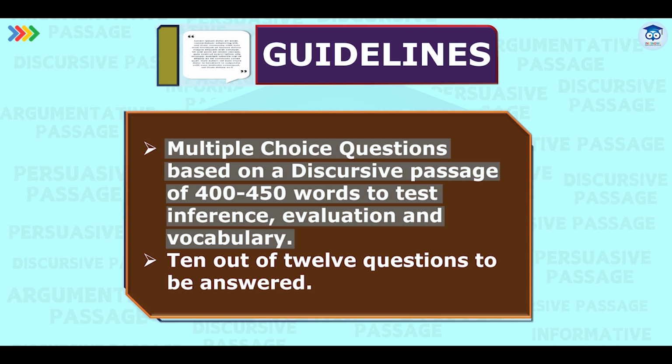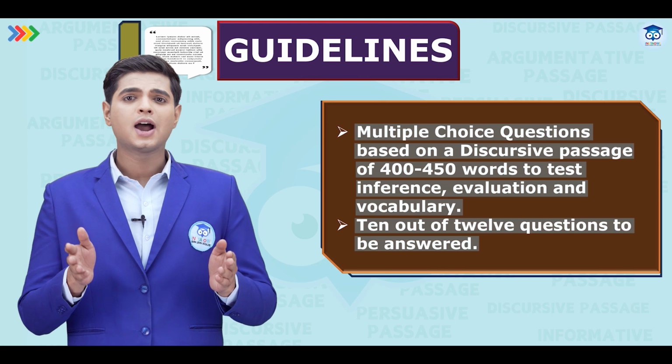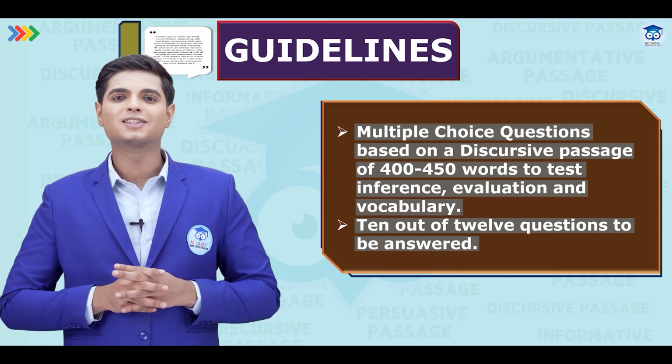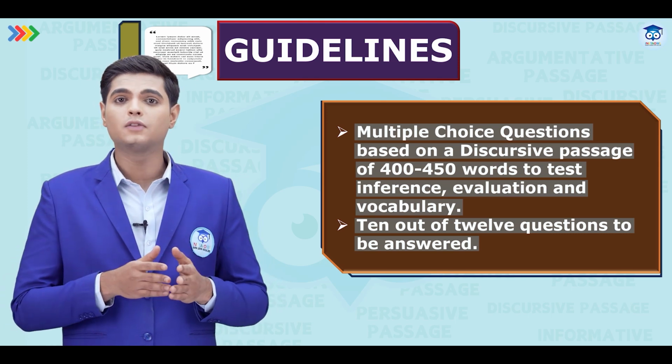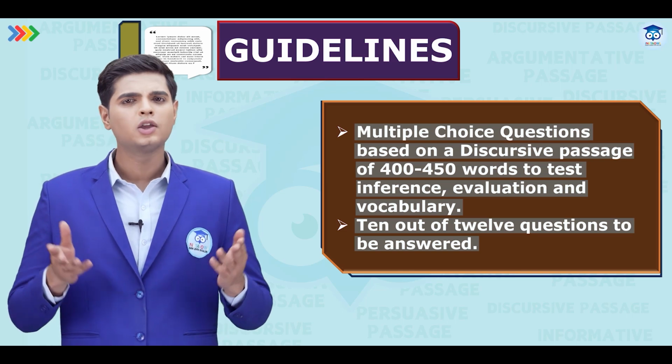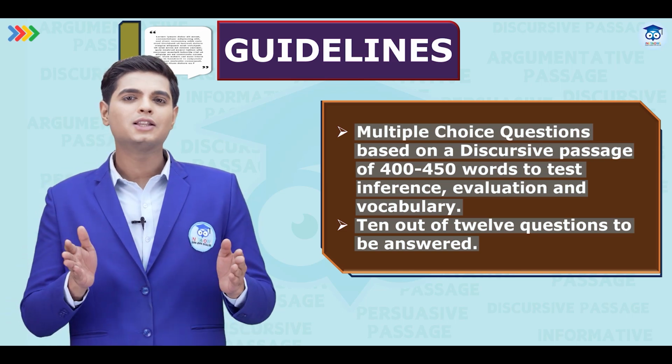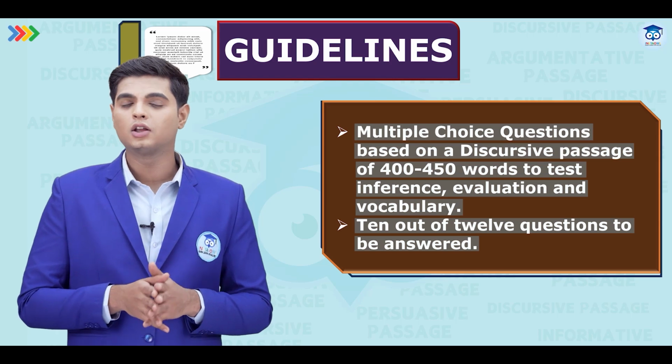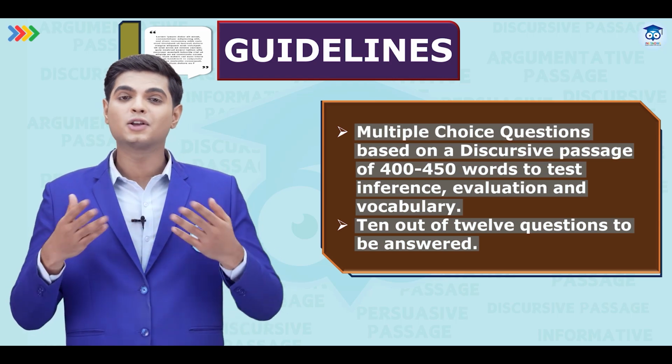You won't have to answer all questions. Instead, you will answer 10 out of 12 questions. This gives you a chance to focus on the questions you find easiest or most confident about. Knowing these guidelines helps you manage your time and strategy effectively in exams. With these guidelines in mind, let's put them into practice by looking at an example of a discursive passage and the kind of questions you might be asked. Let's begin by reading the passage titled, "The Role of Youth in Building a Better Society."